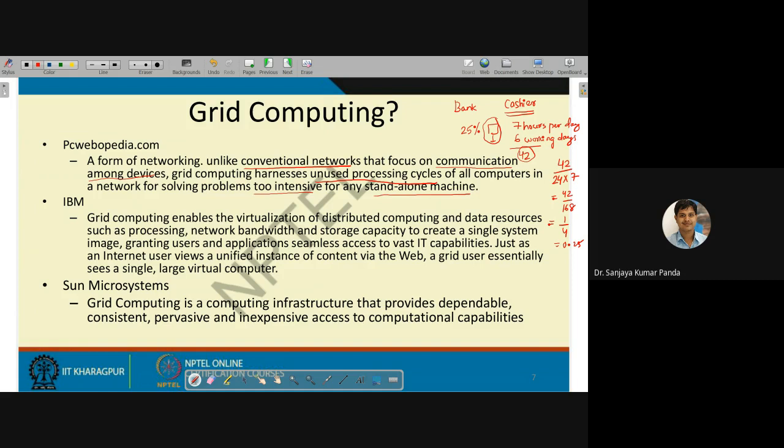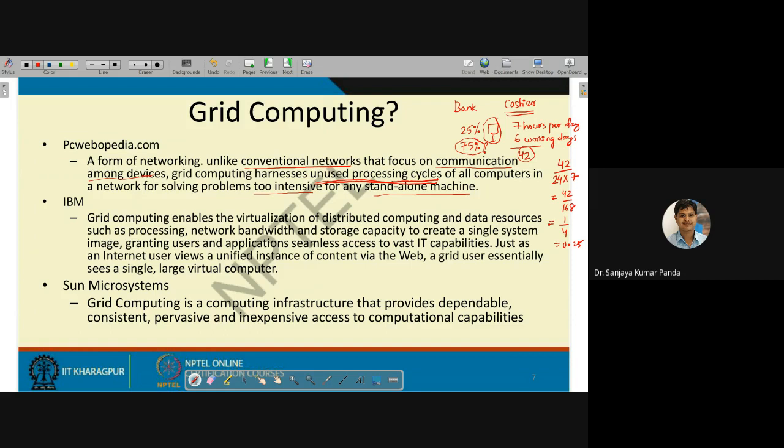0.25 means 25%. What about the rest 75%? Rest 75% of time, this is completely idle. So grid computing harnesses these unused processing cycles. In computer we call it clock cycles, right? So 25% we are utilizing, rest 75% of time it is completely idle. So our objective is to make use of this 75%.